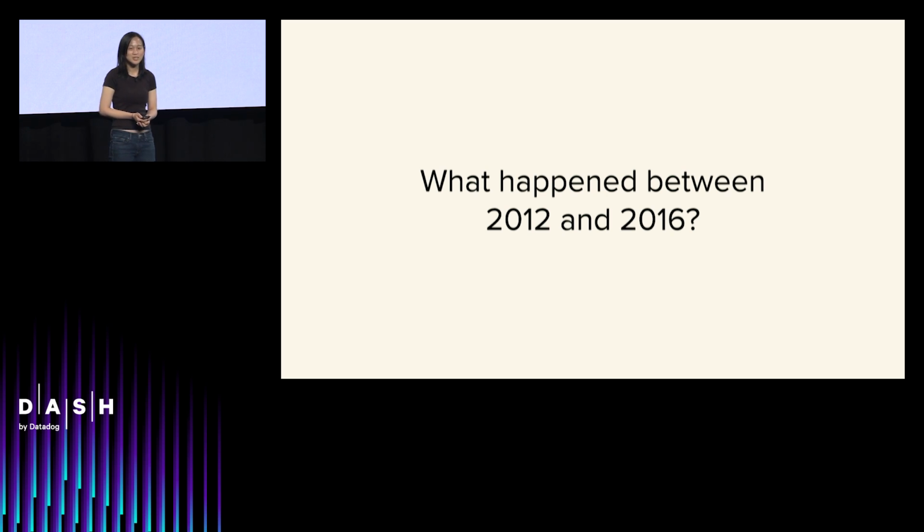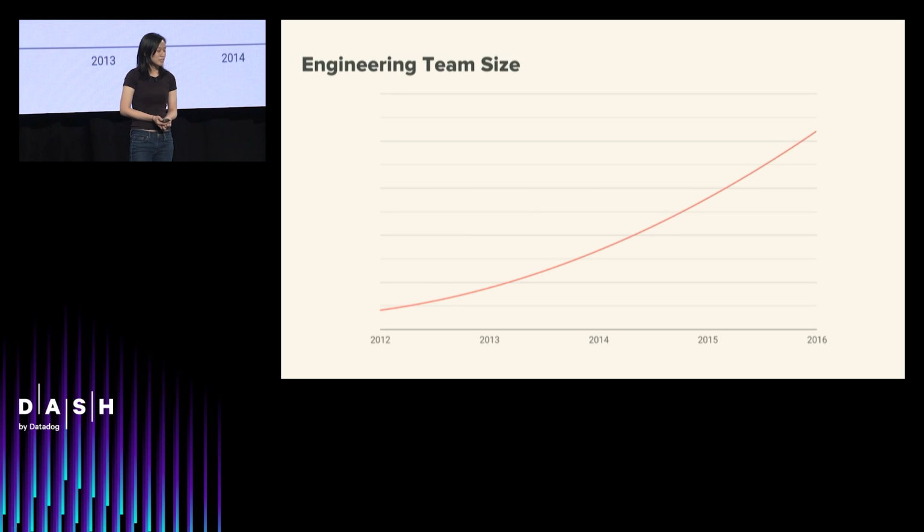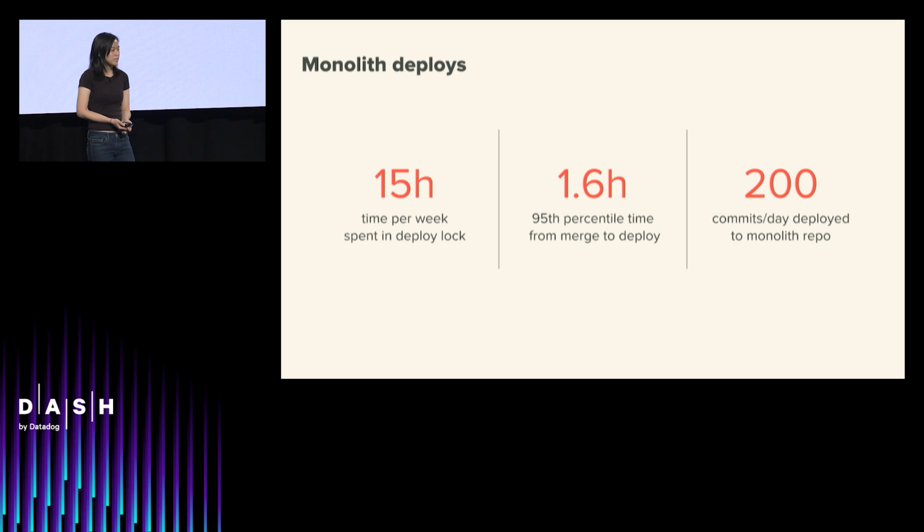So what happened? What changed between 2012 and 2016? A large part of that is we grew. Year over year, our engineering team doubled in size. And what we found with this growing team size was that the problems of the monolith had become magnified. We were now spending 15 hours every week stuck in that traffic jam. And with many more engineers on the team, more people were frustrated by this experience.